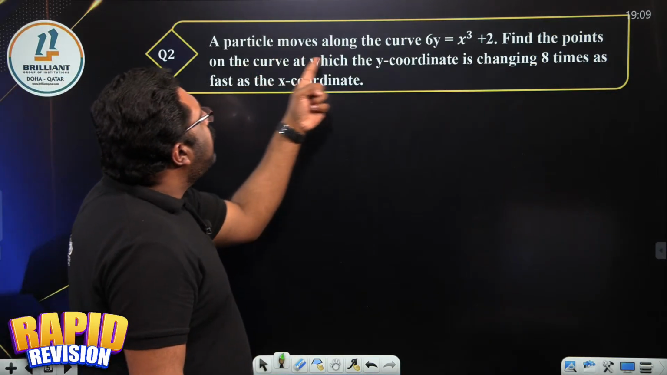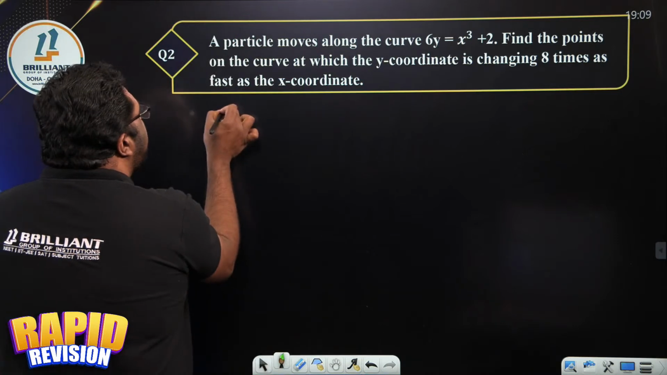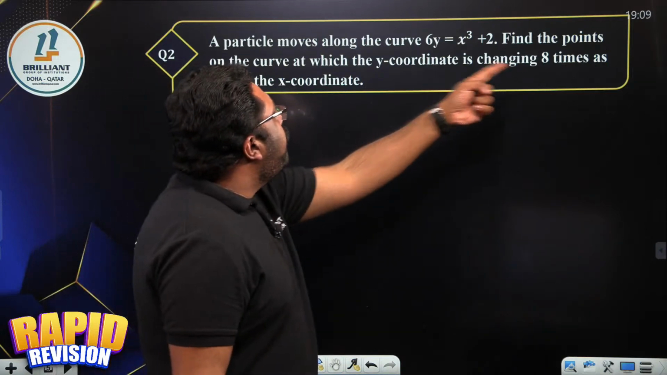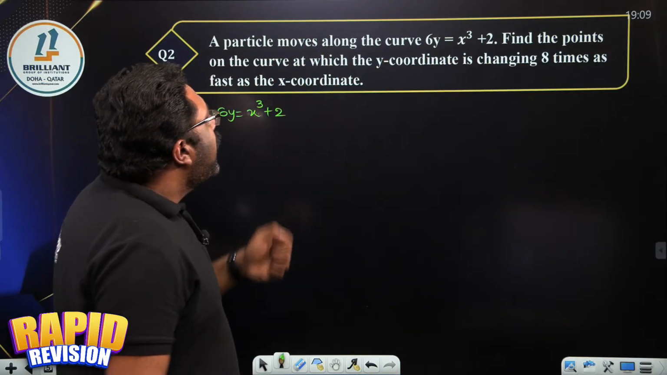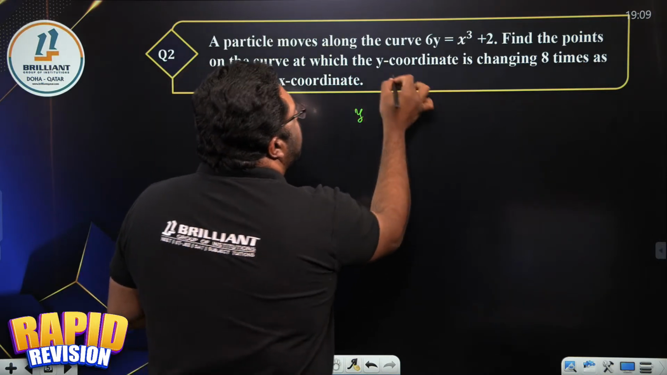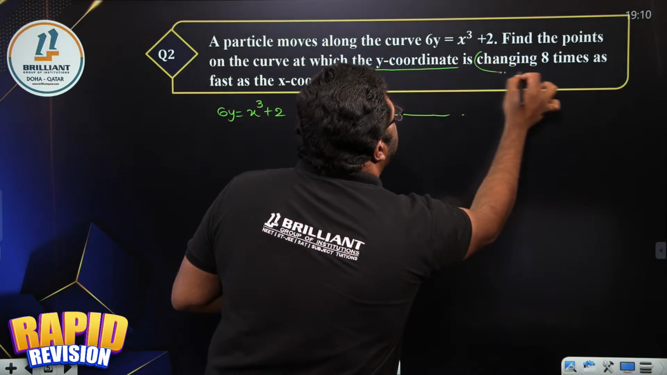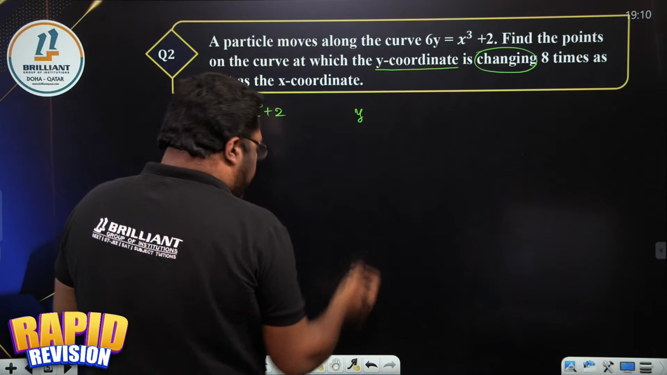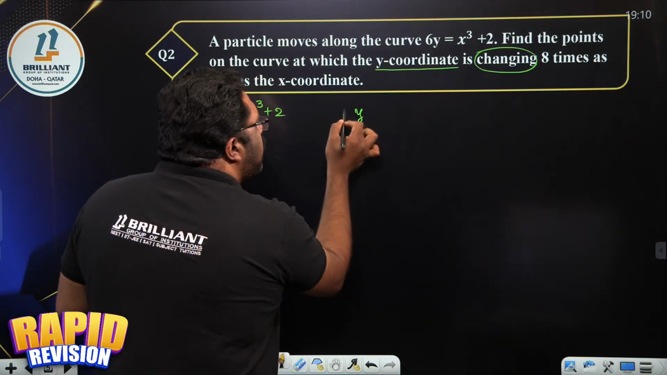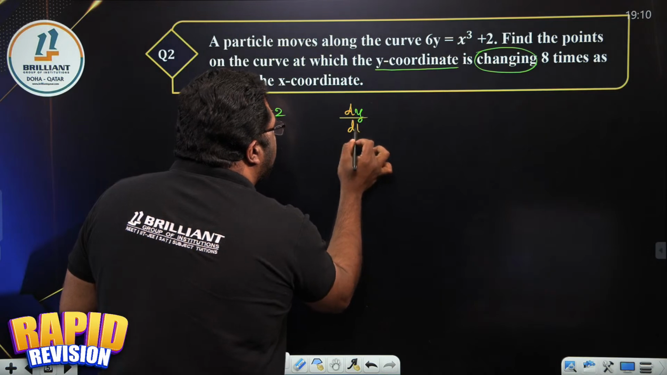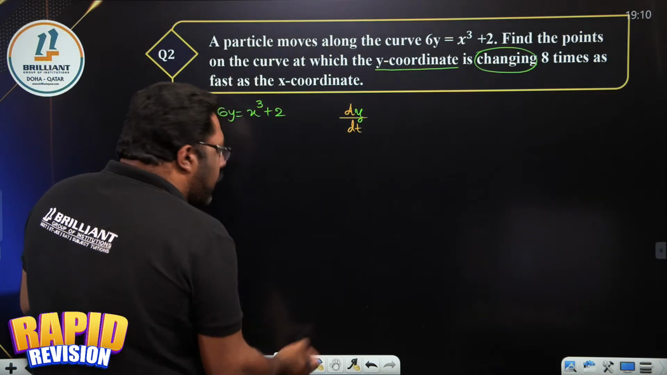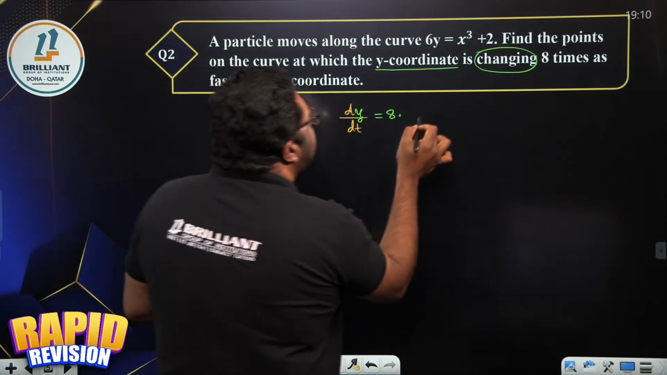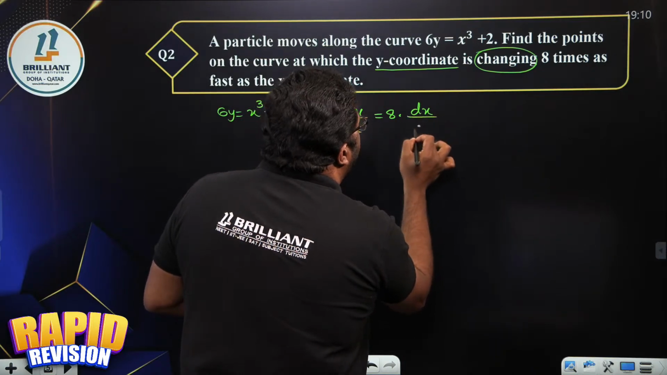Second question. The particle moves along the curve 6y equal to x cube plus 2. Find the points on the curve at which the y coordinate is changing. All of you look, y coordinate changes. So please remember, changes means dy by dt equal to 8 times as fast as the x coordinate.